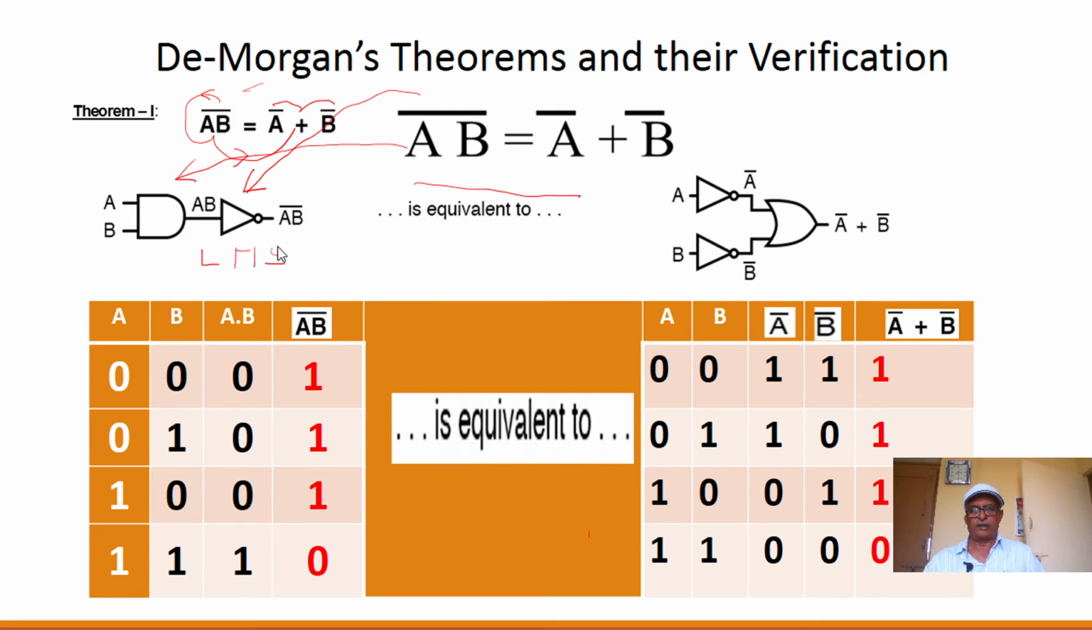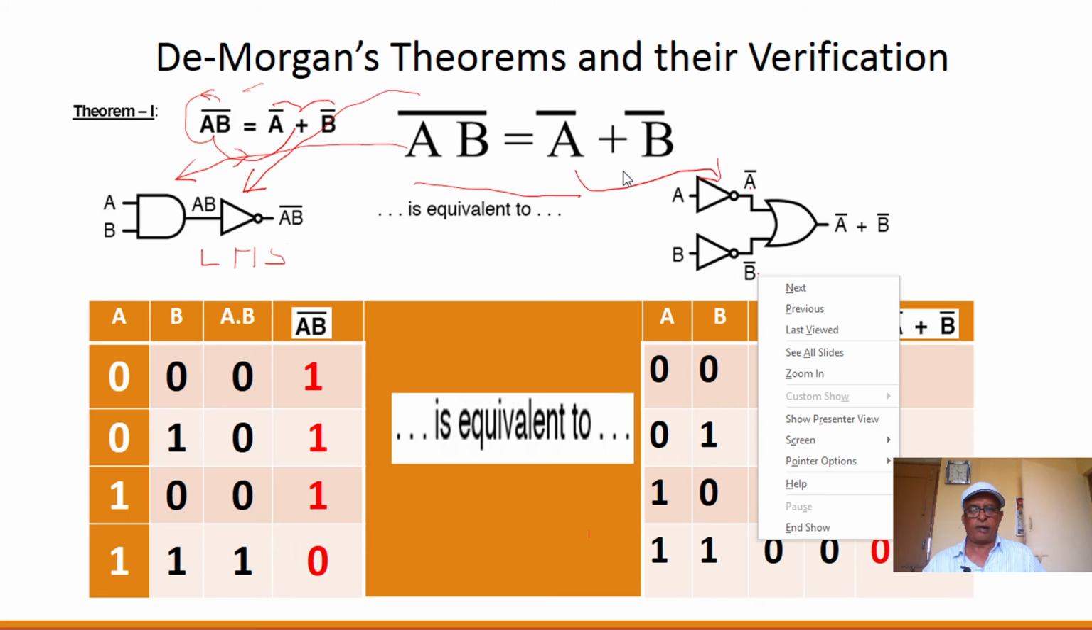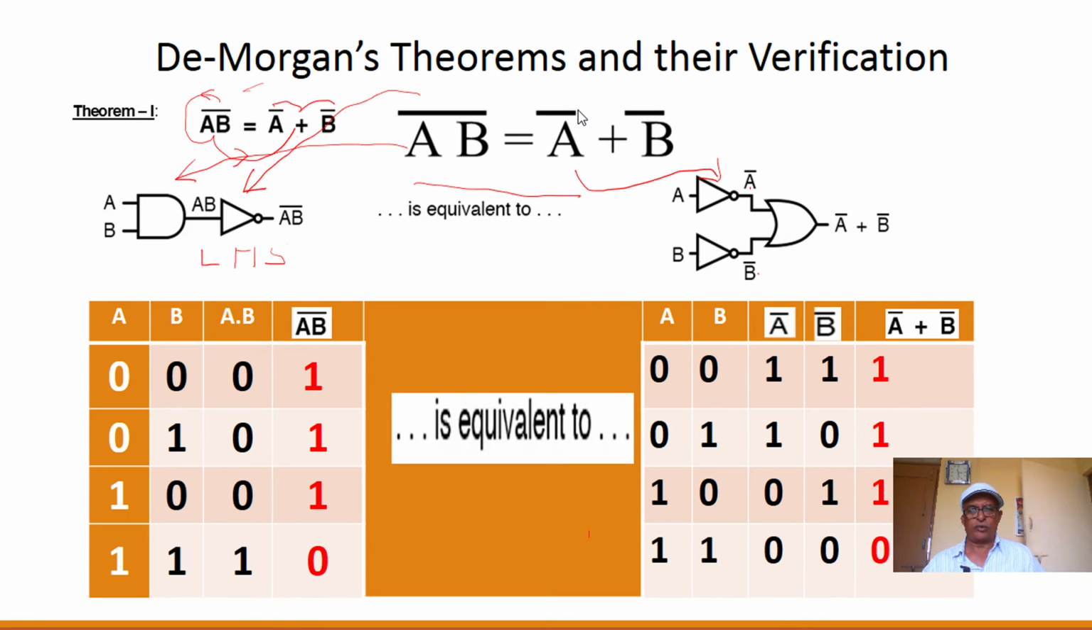Now let us consider the logic diagram for the right hand side. This is the input A. By using the NOT gate we get A bar. Similarly this input B, by using the NOT gate, gives B bar. Now this A bar and B bar we have to add, so they are connected to the OR gate. The input of the OR gate is A bar and B bar, so the output is A bar plus B bar. So this is how we write the right hand side for the first theorem.